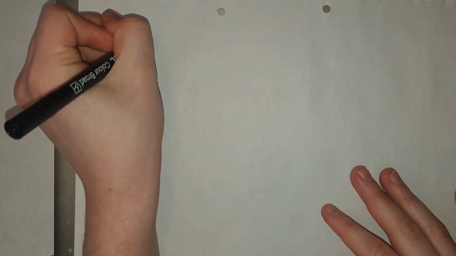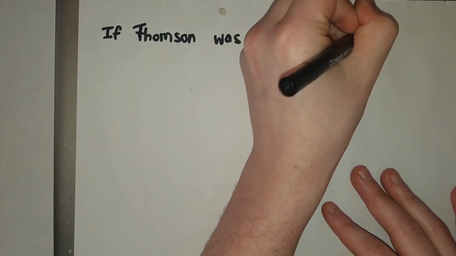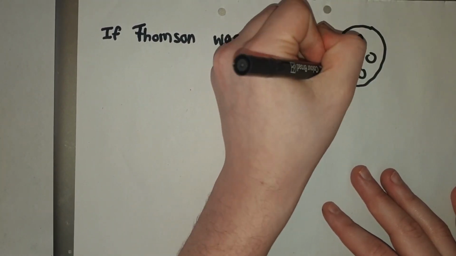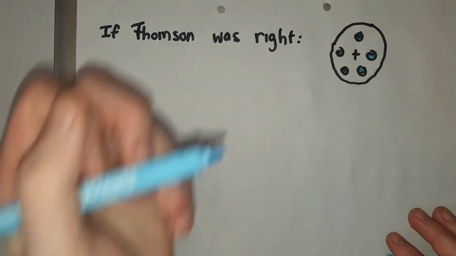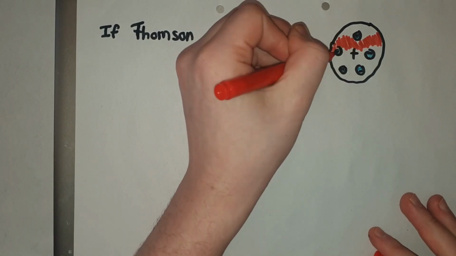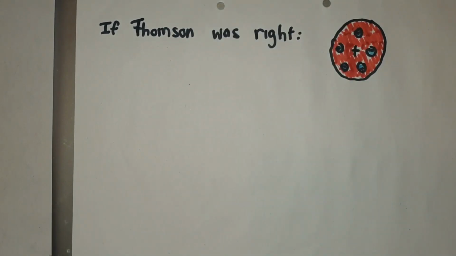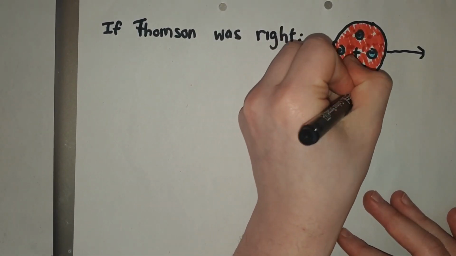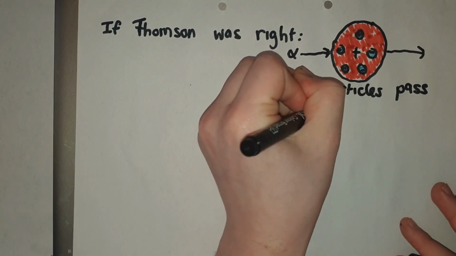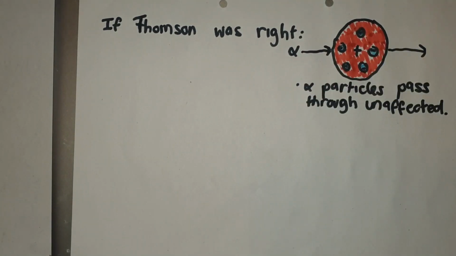Now, if Thomson was right, the alpha particles would just pass straight through the gold atoms unaffected. This is because, according to the plum pudding model, the atom is a big ball of positive charge, which is filled with these small negative electrons. So at any point inside the atom, the overall charge is zero, the positive charge and the negative electrons cancel each other out. So the alpha particles have no reason to be affected by the gold atoms, and they'll just pass straight through.